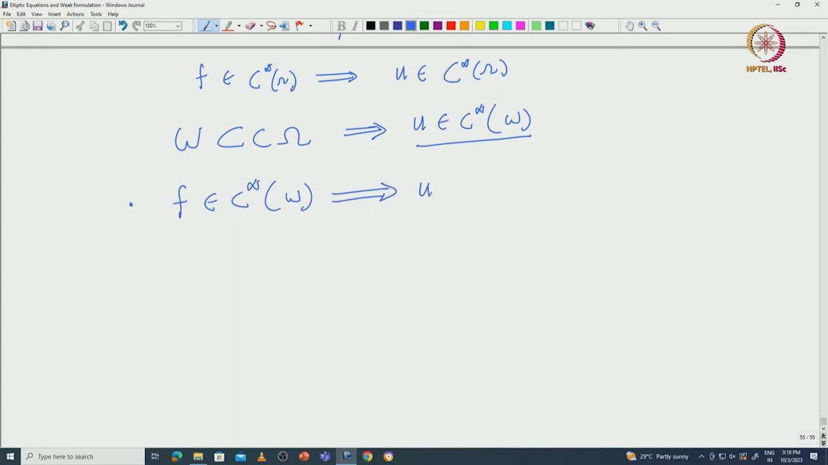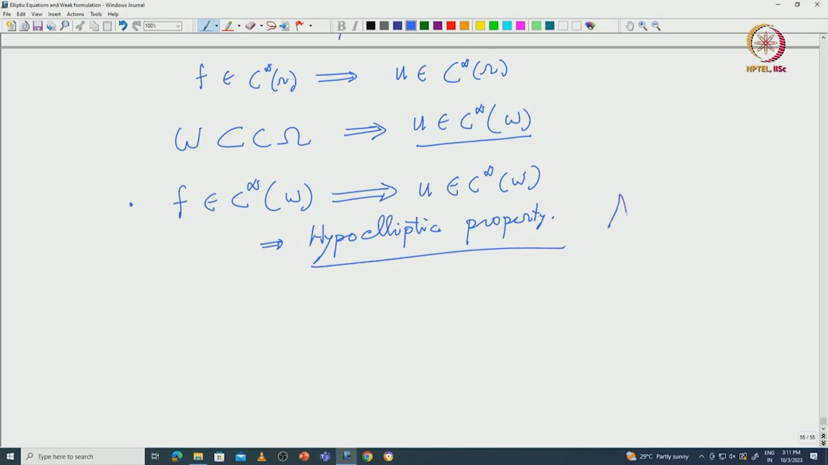So you get locally, if you have local smoothness, you get local smoothness, and this property is known as hypoellipticity. So you say that an elliptic operator has the hypoelliptic property, okay. So wherever your data f is smooth, C infinity, you get the C infinity property for u. So the Laplacian is hypoelliptic, okay.